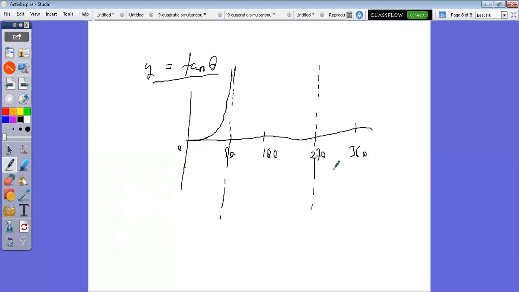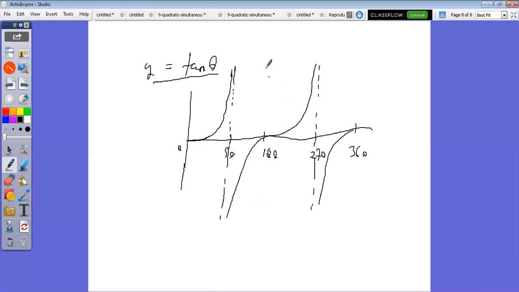Do tan 270, it should give you an error. Is that correct? An error. So it never touches that. Then like this, it follows through something like this. Clear now? Then I'm sure your guess is correct that it would be simply this phase here. Then it goes the other way, just like this. Make sense?